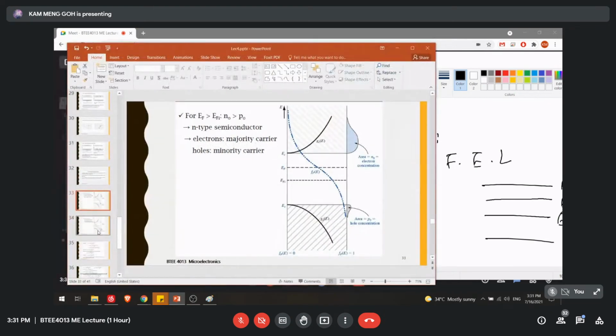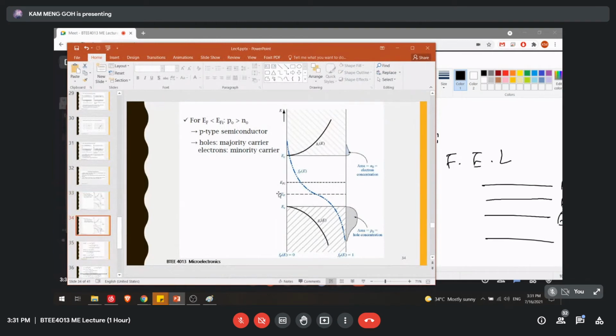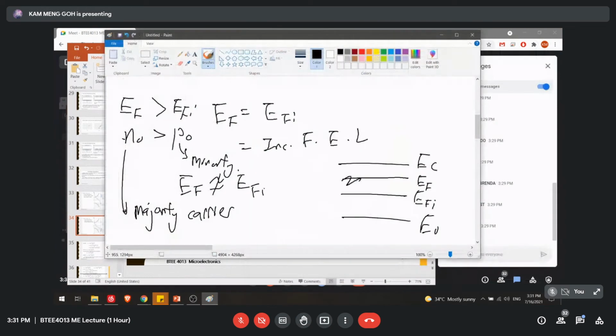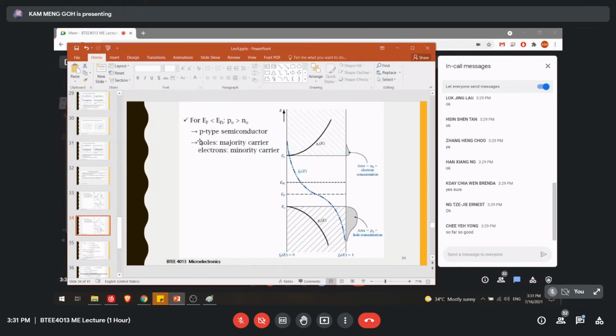The other way around, if this is the hole, this EF will be less than the EFI. So if this is the extra added here, EF is less than the EFI. EFI more than EF, p0 more than n0. Then the majority is the hole, as mentioned here. Minority is the electron. Then this we call the p-type semiconductor. This area will be bigger than this area.